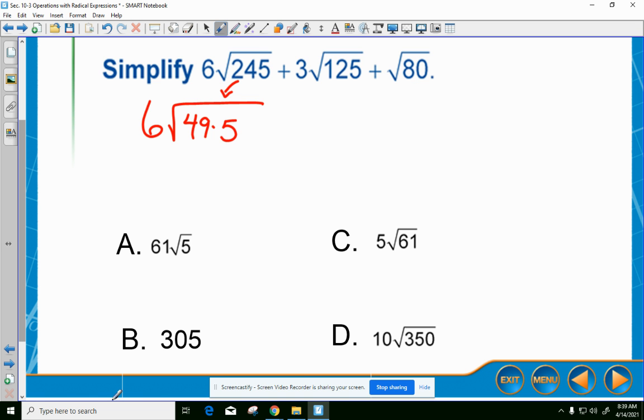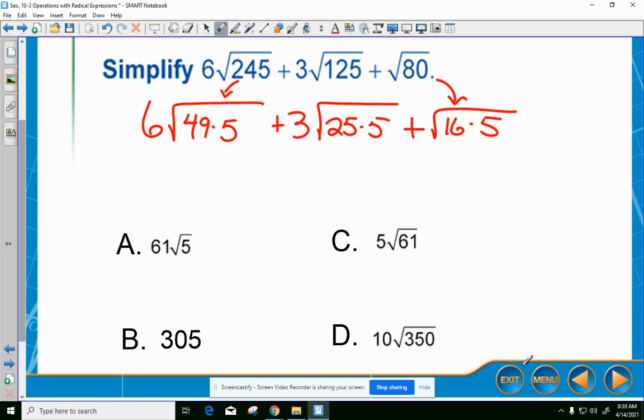What's the perfect square inside of 125? 25 times 5. And what's the perfect square inside of 80? Okay. Looking at those three parts of the expression right now, you're going to be able to add them together when you're done? How do you know that when you look at it? Because they all got 5s in them, right? They all have a perfect square multiplied, and the other factor is a 5.